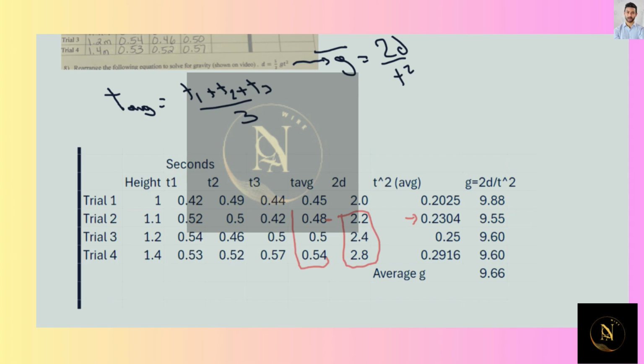So after doing all of those calculations, the value for gravity for each of the trials is the values that you see here, all of them in meters per second squared. And finally, the average for all of your experiments would be 9.66 meters per second squared.